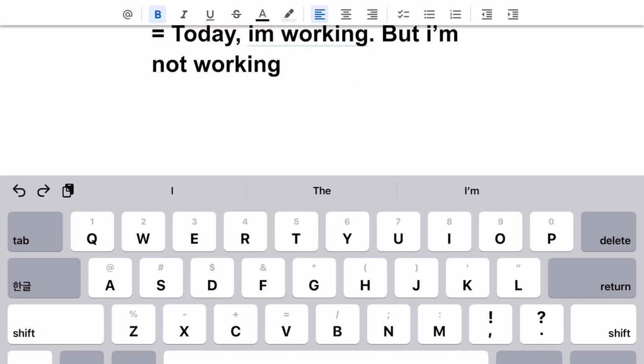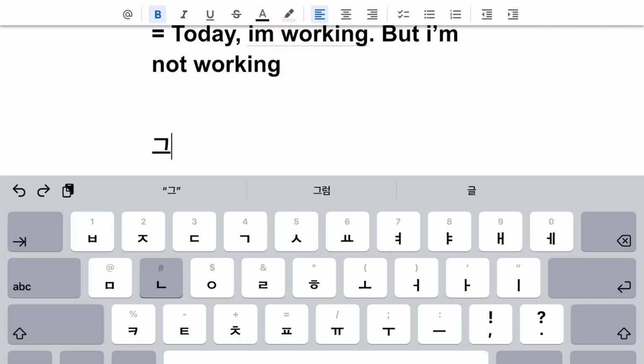Okay. And then there are a couple other versions of 하지만. I won't call them different versions. They're different words in general. But you might see 근데 or 그런데.